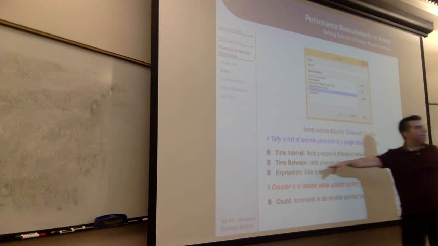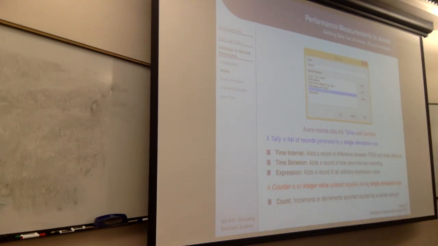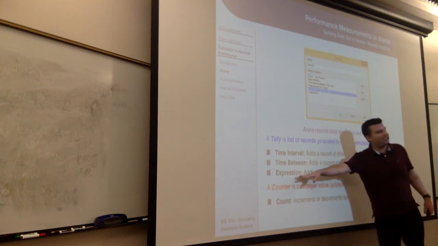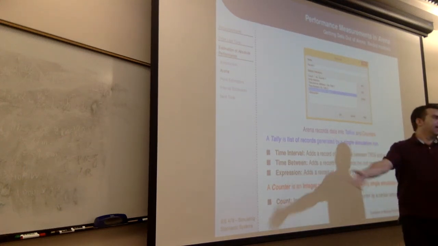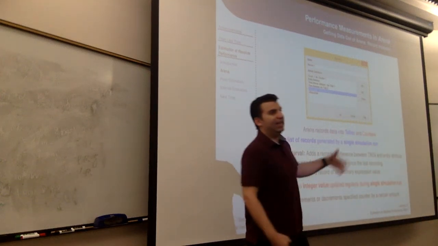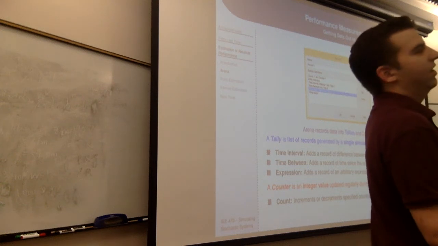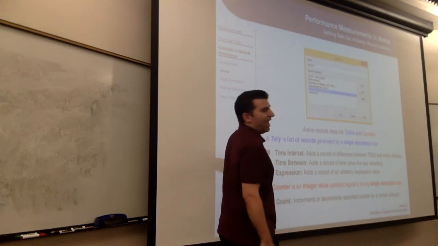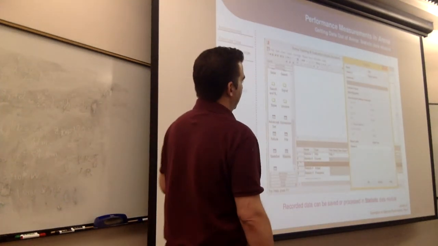Time between basically is whenever you enter one of these record blocks, it keeps track of the last time you went into one of these record blocks and then adds a record of that time between. The expression allows you to put an arbitrary Arena expression in, and it'll save that. And then the counter allows you to increment or decrement a counter by however many you want, as long as it's an integer. So you can go up 5, down 2, and it'll keep track of that. All of that can end up getting analyzed in the output analyzer, which we'll get into here.